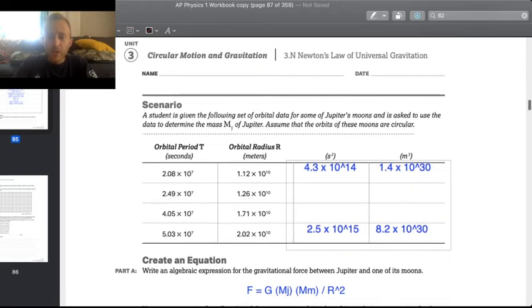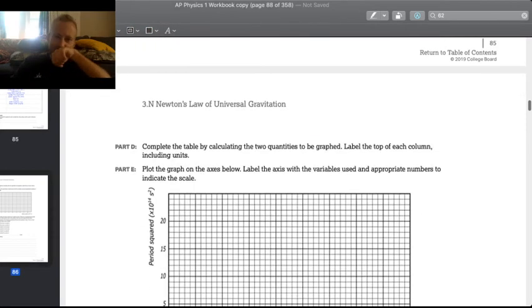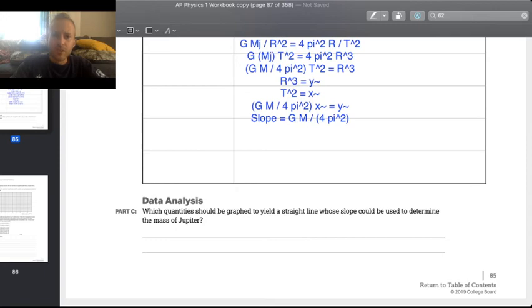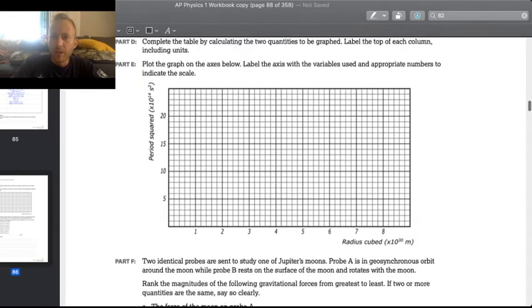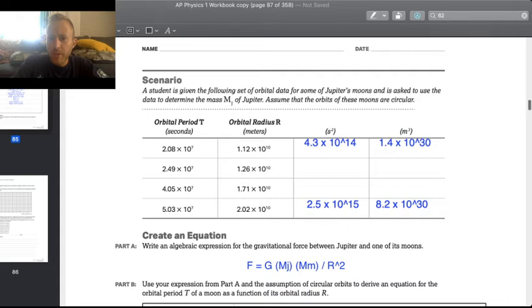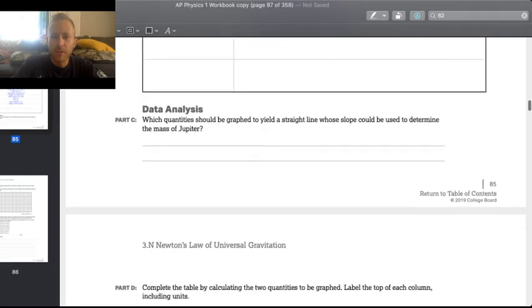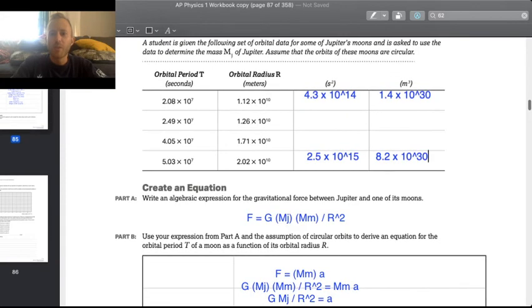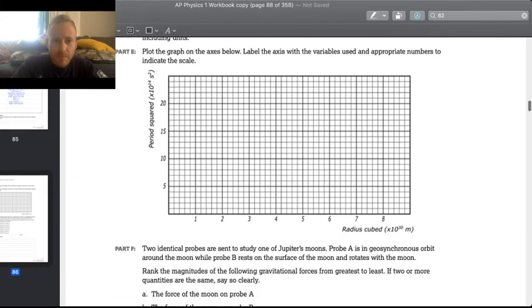All right. So now I'm going to graph them. So notice my first point was 4.3 times 10 to the 14th and 1.4 times 10 to the 30th. So 4.3 and 1.4. So that's maybe like right here or so. So yeah, notice how it has times 10 to the 30th already on the horizontal axis, and it has times 10 to the 14th already on the vertical axis.